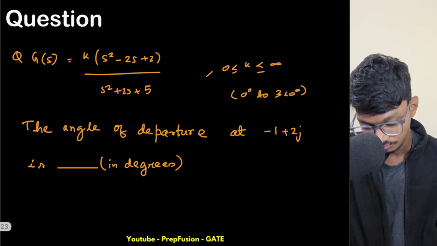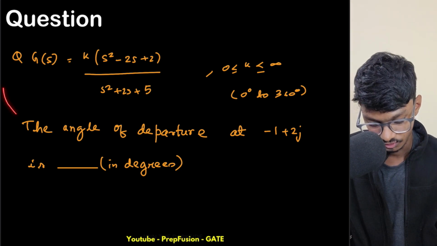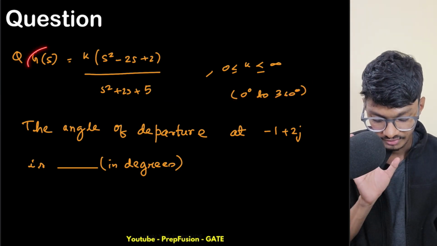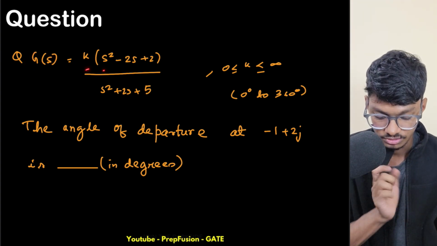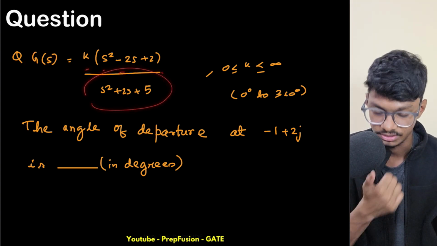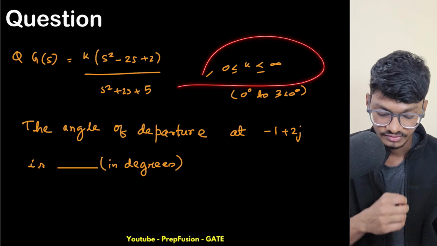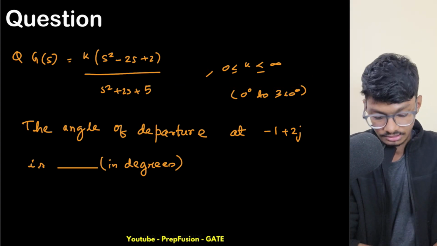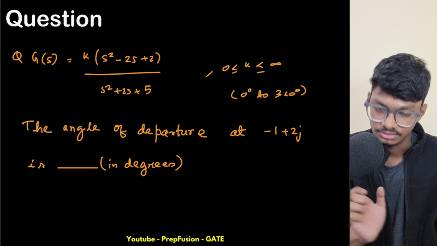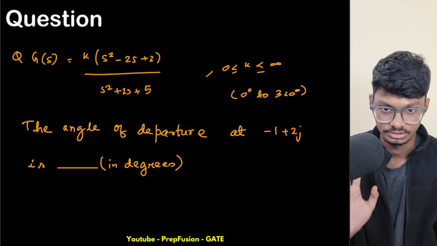Okay, now what is this question? You have been given an OLTF, K into (s square minus 2s plus 2) upon (s square plus 2s plus 5). K is varying from 0 to infinity. That means basically we have to find the angle of departure. This is a normal root locus problem.